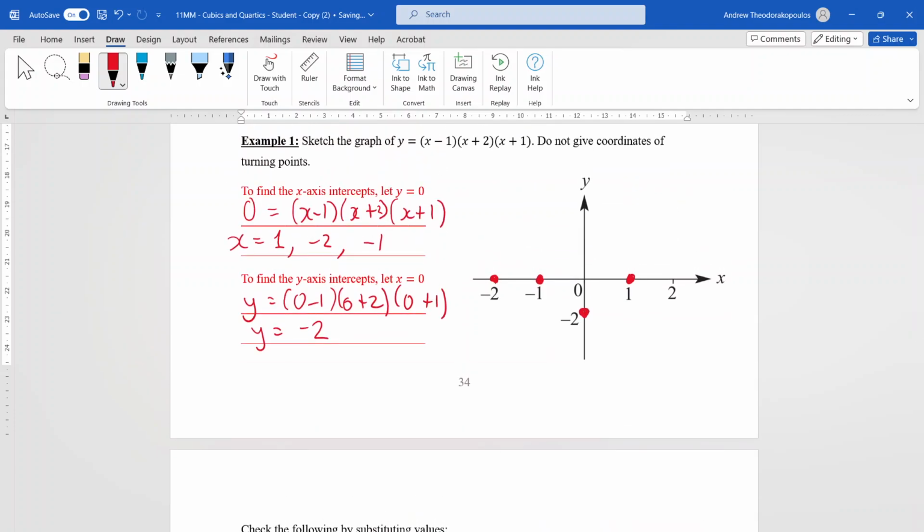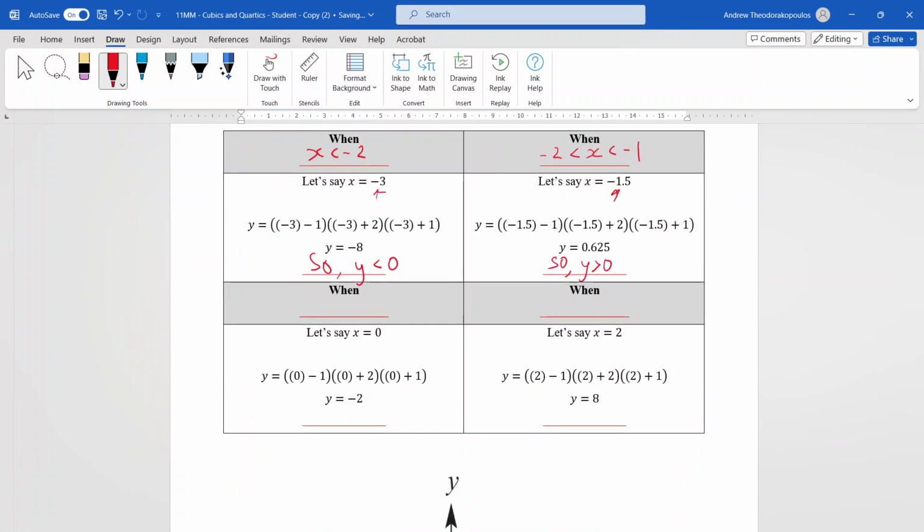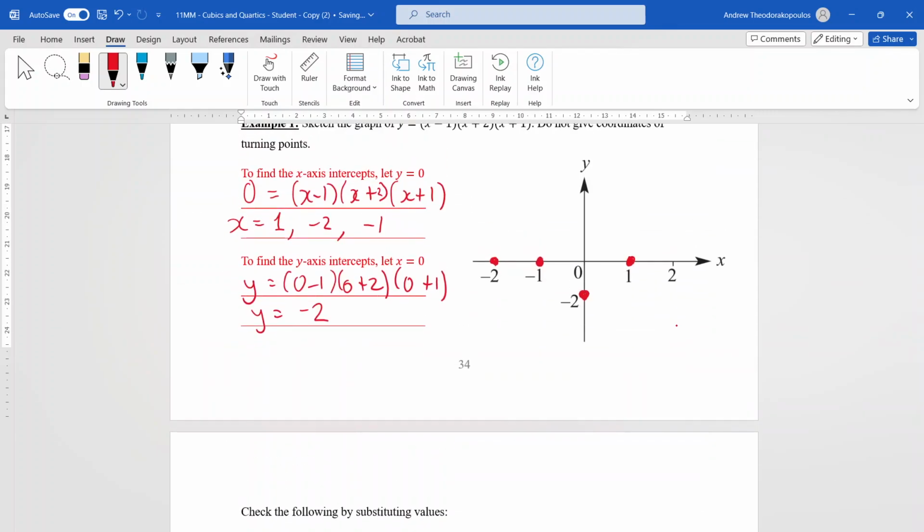Now let's look at the next section, between -1 and 1. Let's choose x equals 0, a nice easy number. y would equal -2, so y is less than 0. That would be in this section here, below the x-axis, somewhere here.